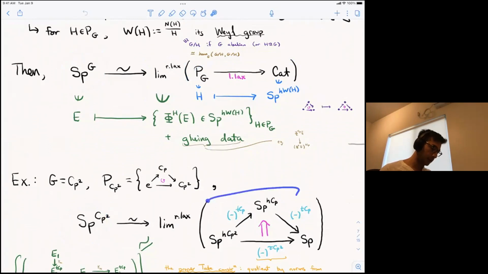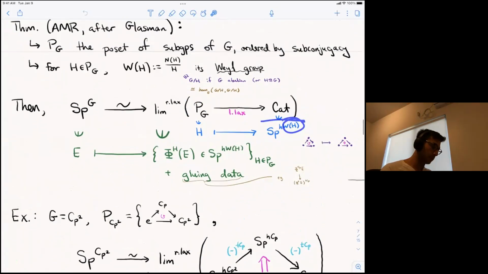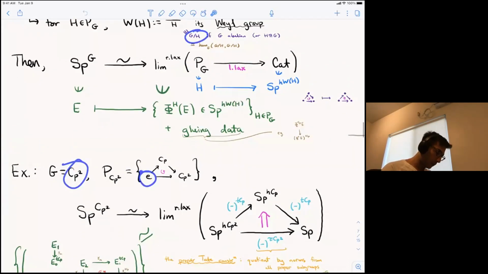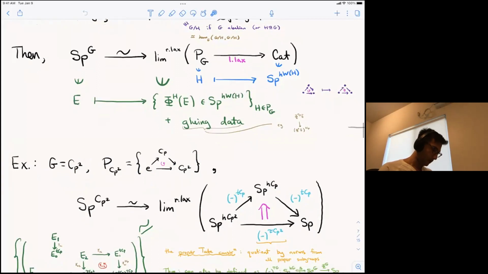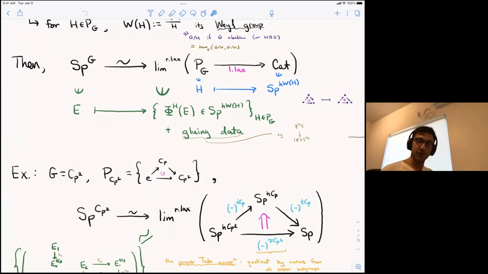And here I can just spell out what the terms are. The value at each subgroup is homotopy W of H spectra, which, remember, in the abelian case is just G mod H. So for E, we have CP squared mod E, which is just CP squared. At CP, we have CP squared mod CP, which is CP. And then CP squared mod CP squared is the trivial group. Okay, and then the main theorem here is this presentation, in other words, an equivalence.